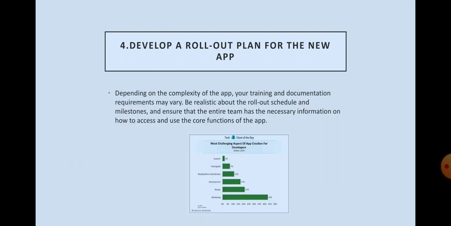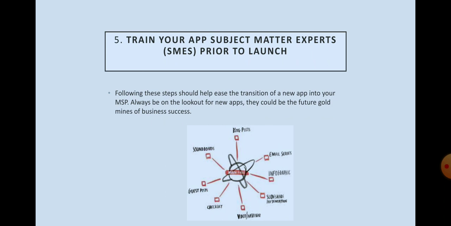The fourth point is develop a rollout plan for the new app. Depending on the complexity of the app, your training, documentation and recruitment may vary. But be realistic about the rollout schedule and milestones, and ensure that the entire team has the necessary information on how to access and use the core functions of the app. The last one is train your app subject matter experts prior to launch.